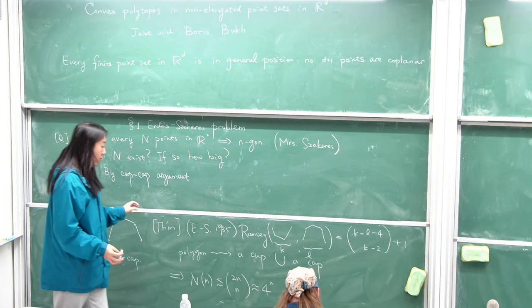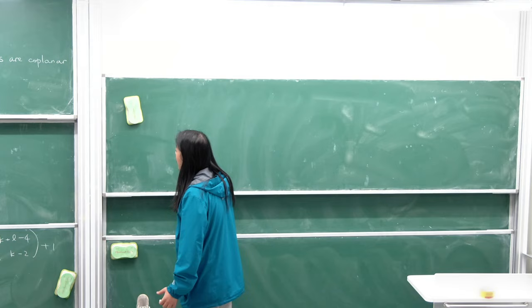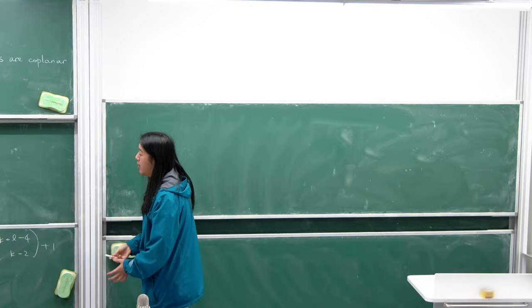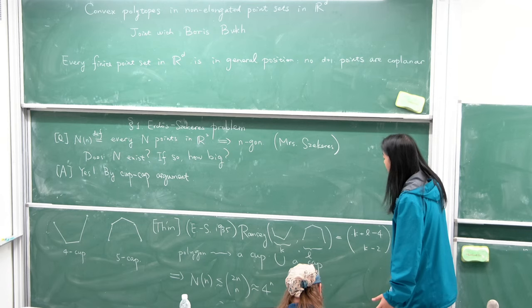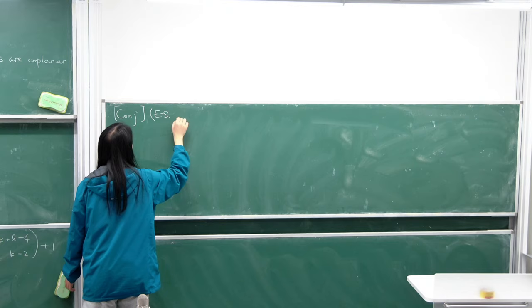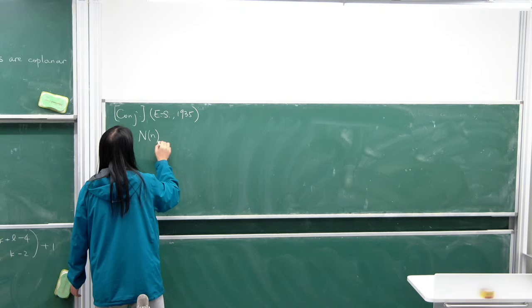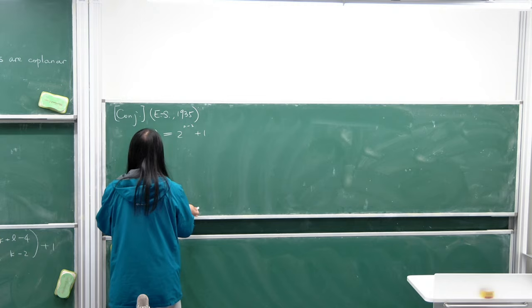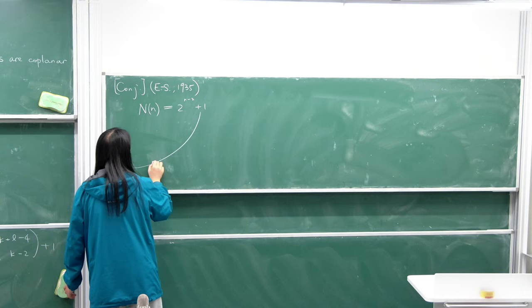However, this happy ending problem is still a big or even central problem in discrete geometry, because up to today, roughly 90 years later, we still do not know the correct answer for N(n). The conjecture, also due to Erdős and Szekeres in the same paper, is that N(n) is exactly 2^(n-2) plus 1. The reason they guess this is because they have a construction that seems very plausible.